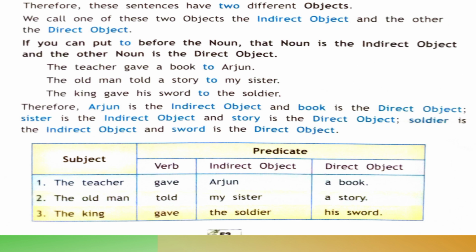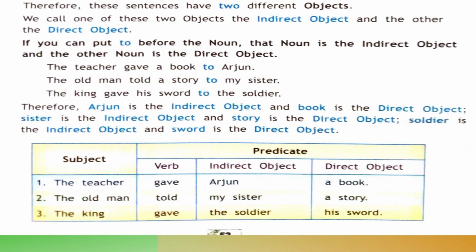Okay, children. If you are able to put "to" before the noun, a noun being the name of a person, place, animal or thing, that noun is an indirect object. Listen carefully, children. If you are able to put "to" in front of a noun, that noun is the indirect object and the other noun is the direct object.